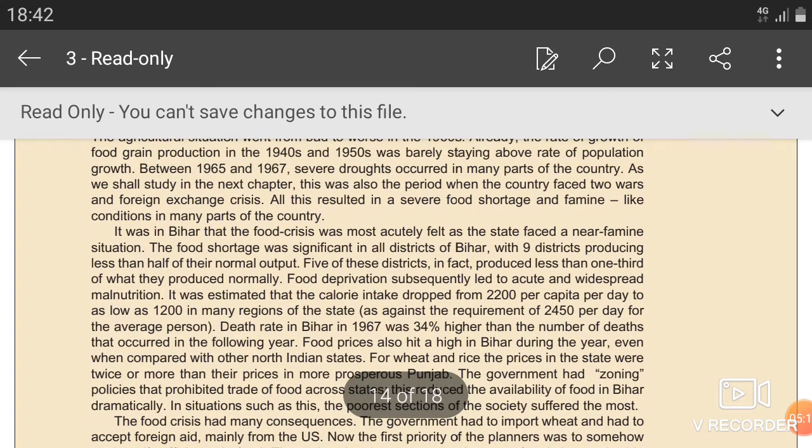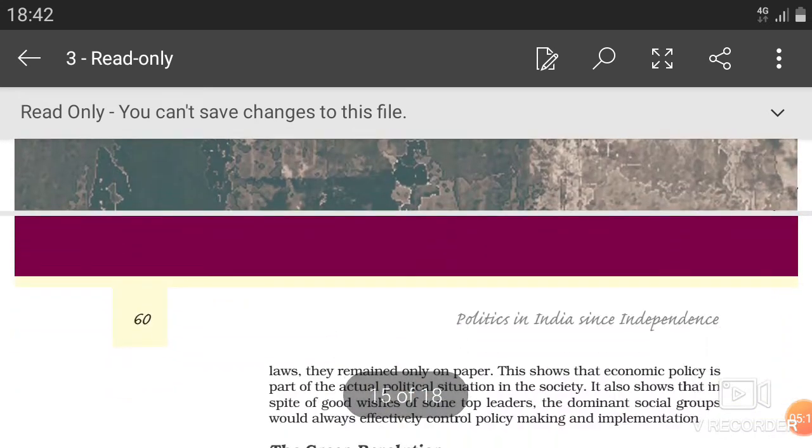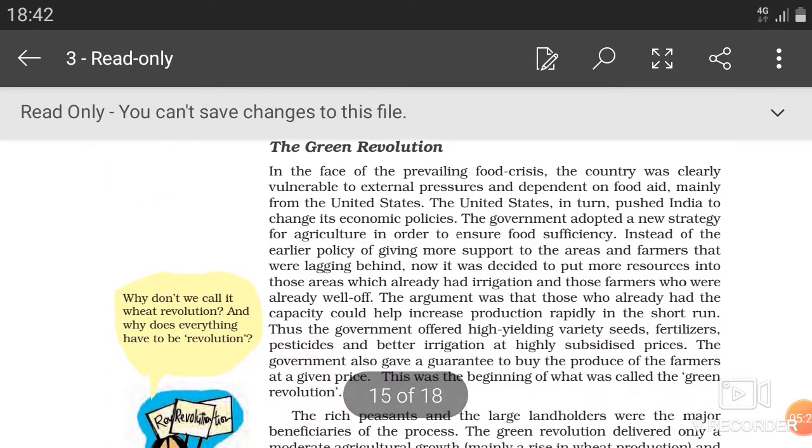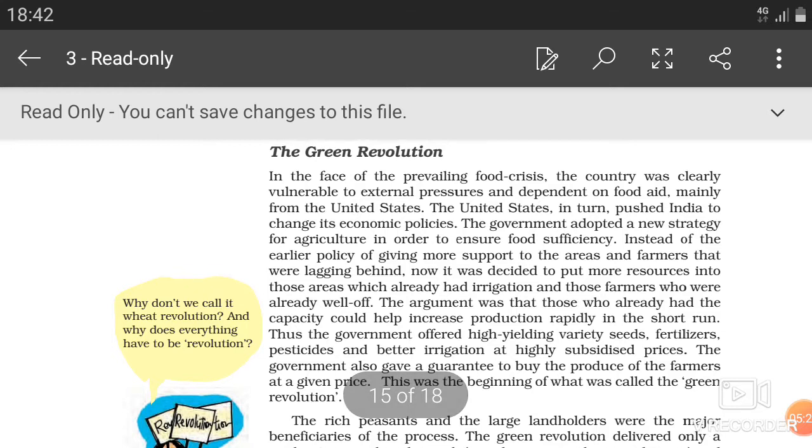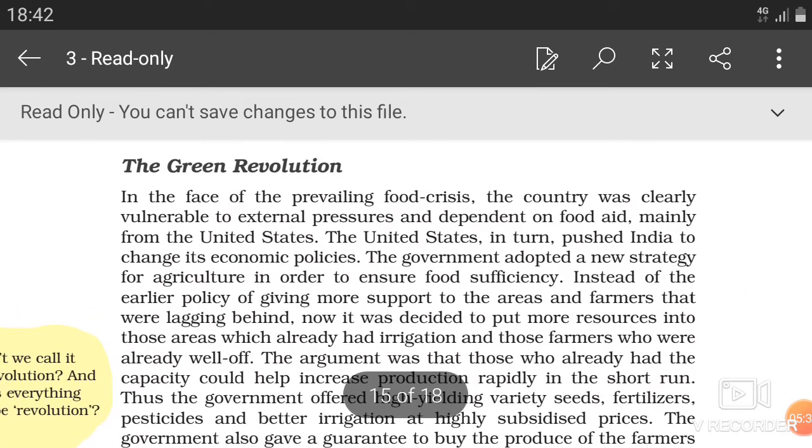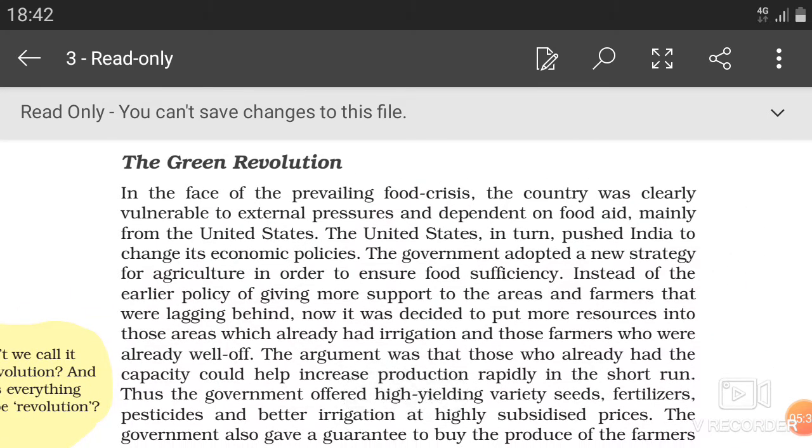So now how the government dealt with it and how planning provided a solution to it. The major solution to this particular type of food crisis was the Green Revolution. The man behind the Green Revolution is Dr. M.S. Swaminathan. He suggested that India should try to bring in food sufficiency.